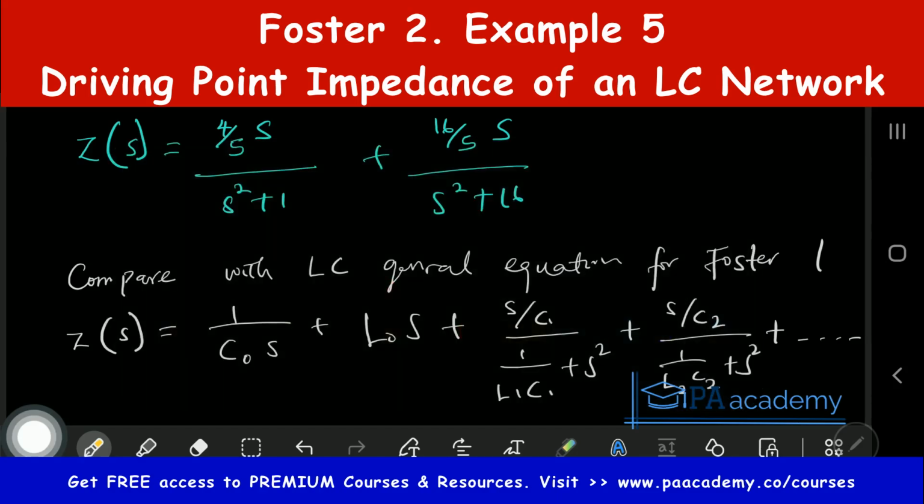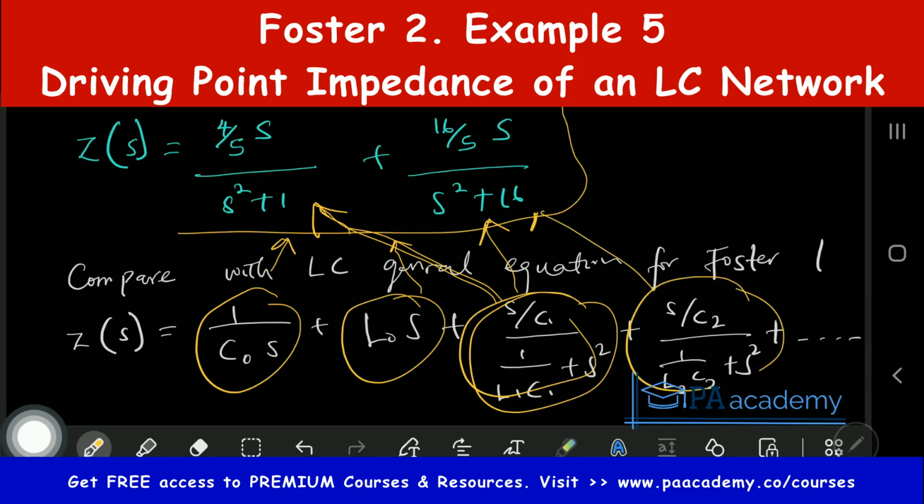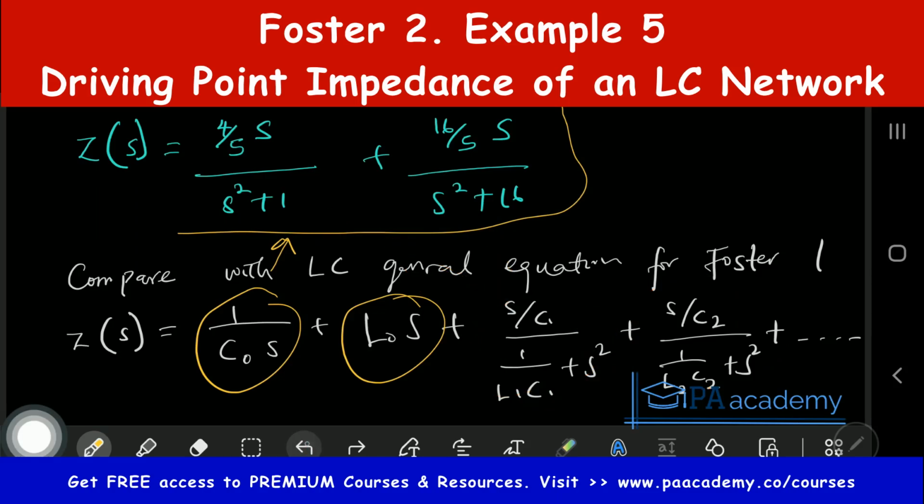By comparison, from what we are having here, we don't have anything like 1 over c0s here. We don't have it here. But if you look at this particular one here, it is similar to this and it is also similar to this. So we pick the one after the other. We are comparing this with this, and then we'll compare the second one with this second one. I hope that's clear like that.